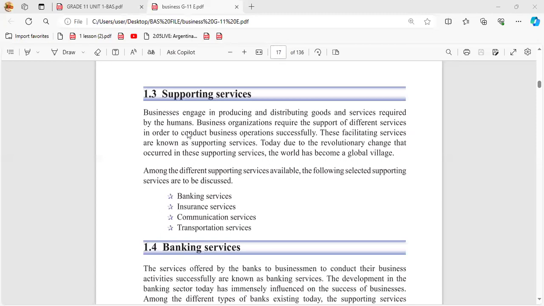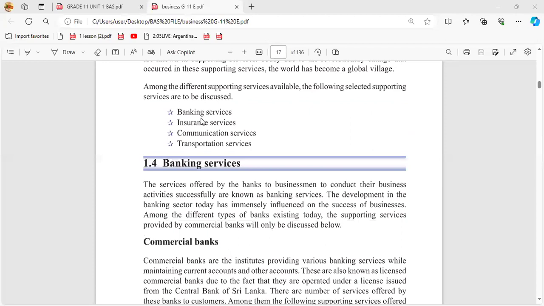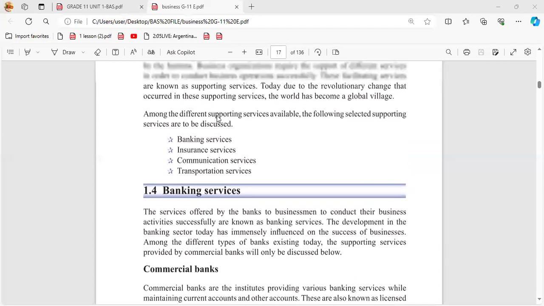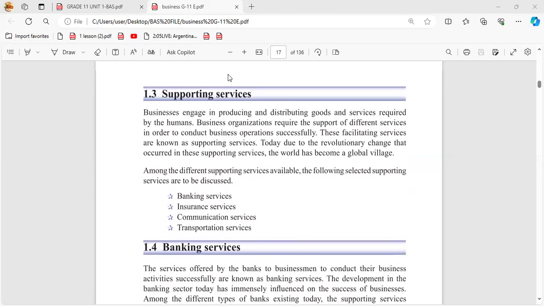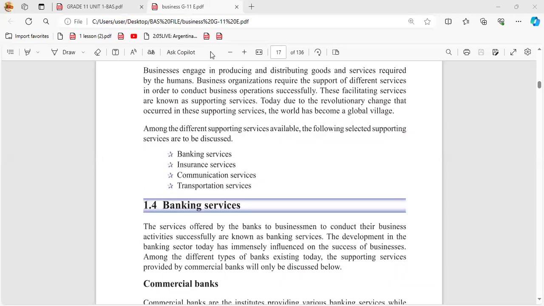Right. So the banking services. Okay. So what do you mean by the word banking services? So what is supporting services? First, we'll start from that and we'll fill the tute. While we are discussing this, we'll go into the tute and we'll fill that. So what do you mean by the word supporting services?